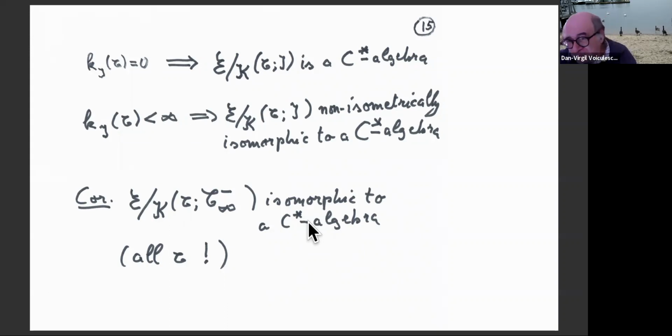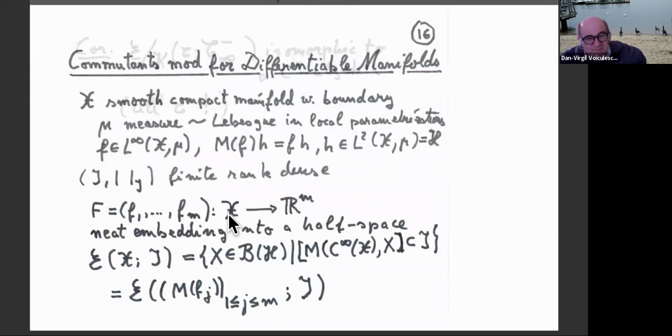In particular, if you take this ideal C minus infinity, that's an ideal which is in duality with the ideal on which the Dixmier trace lives. Then it's the Matsaev dual ideal. Then you always have that it's isomorphic to a C-star algebra. That's what happens for all n-tuples of operators.